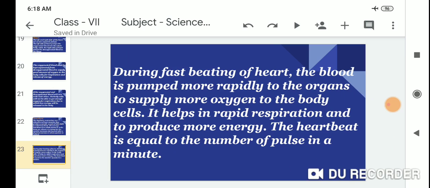During fast heartbeat, the blood is pumped more rapidly to the organs to supply more oxygen to the body cells. It helps in rapid respiration and produces more energy. The heartbeat is equal to the number of pulses in a minute.